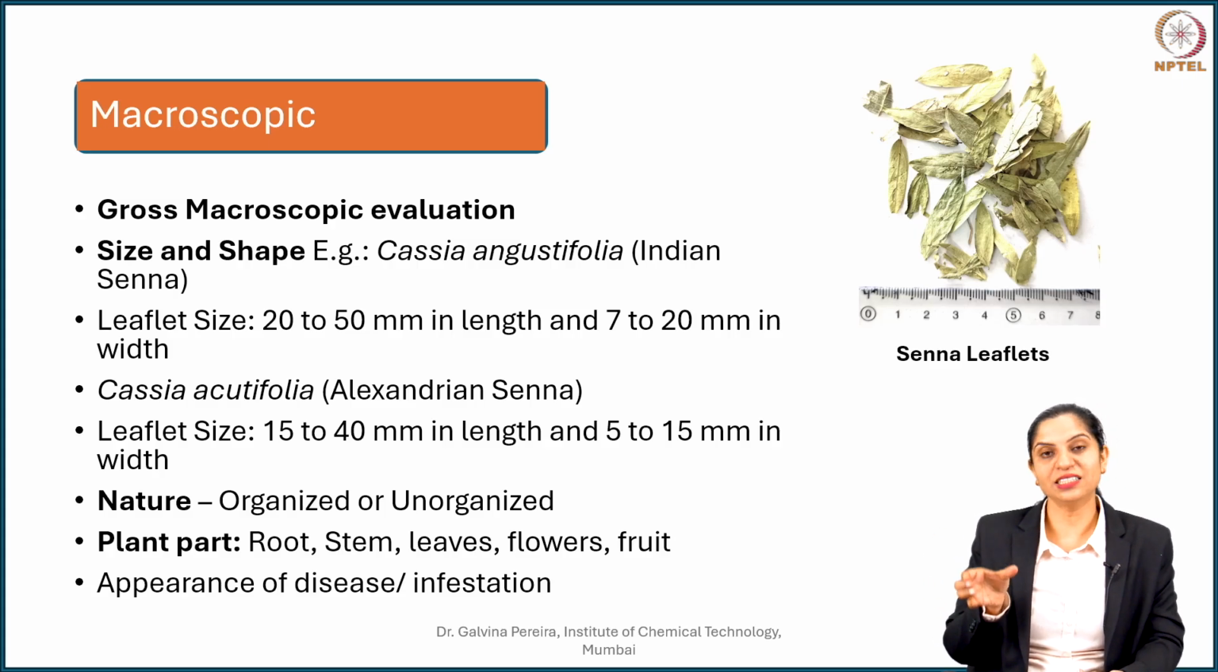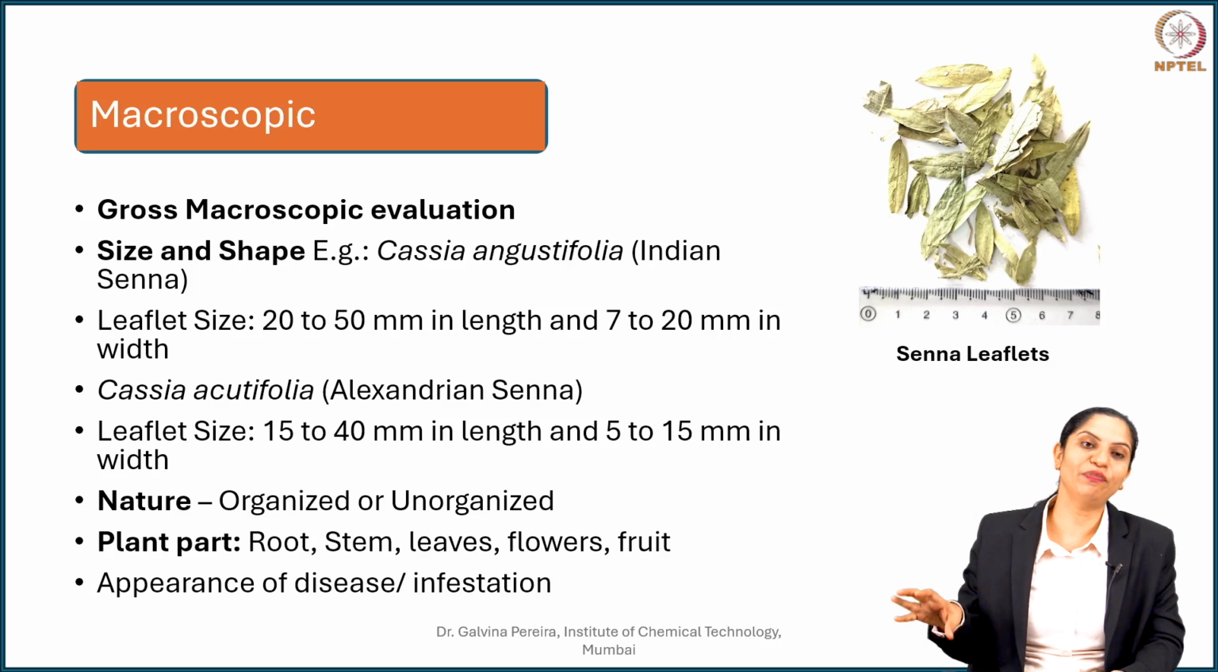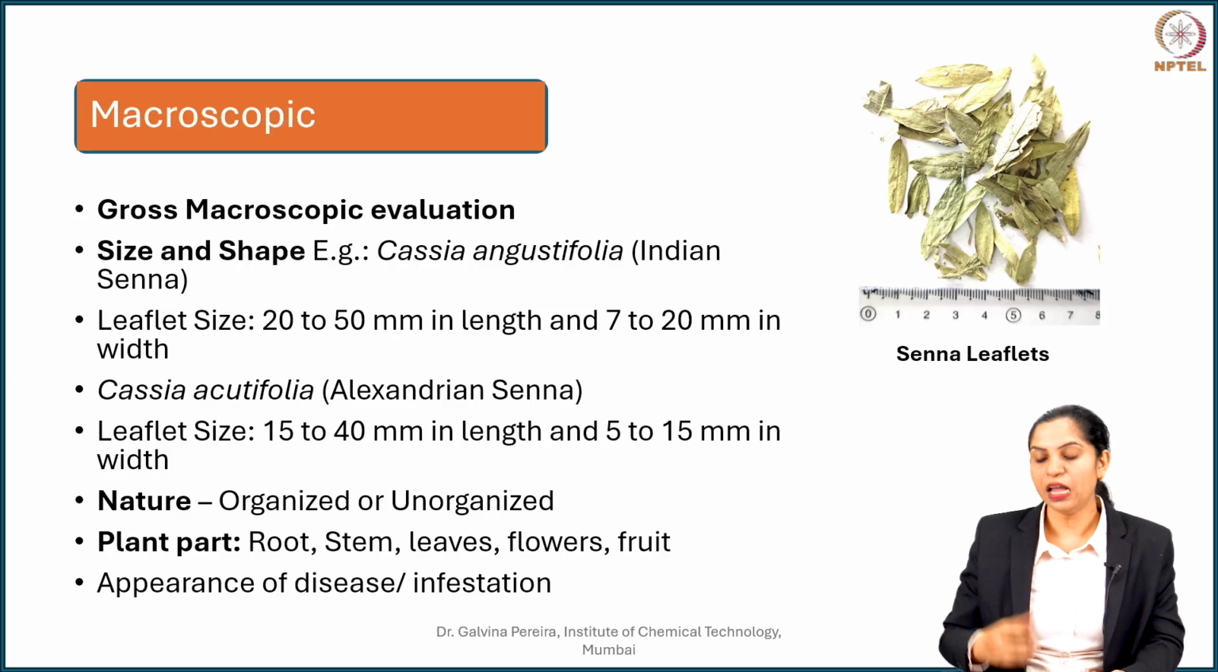So basis its size, if I categorize about 50 leaves, I'll come to know the average dimensions of those leaflets, and based on the leaflet size, I'll come to know whether it is the Indian senna or the Alexandrian senna.